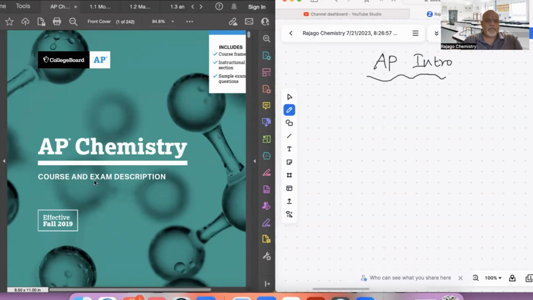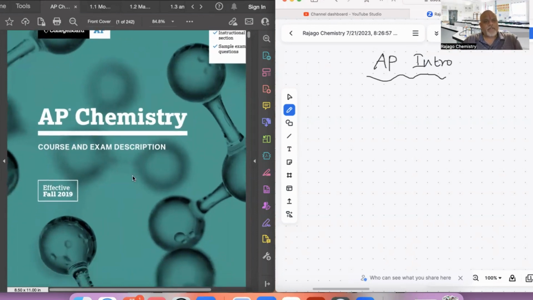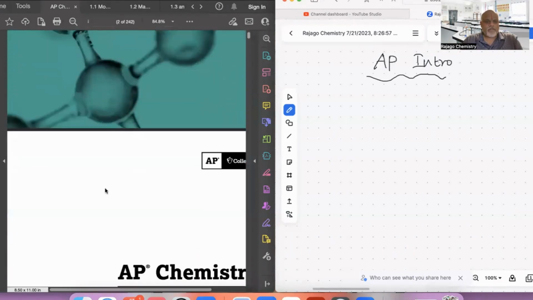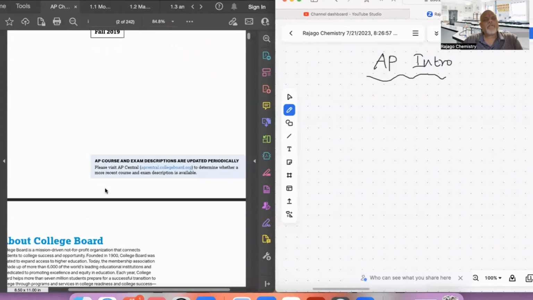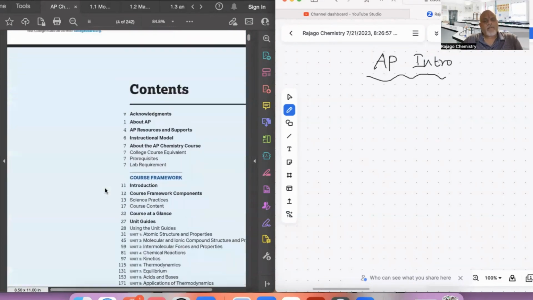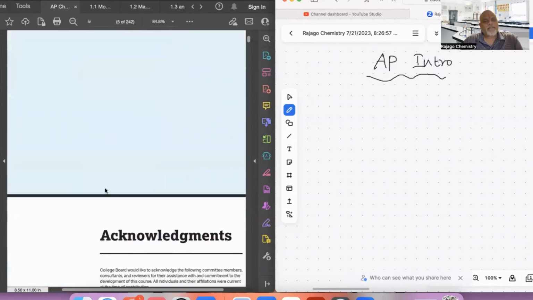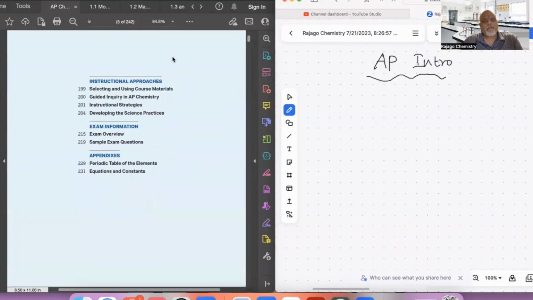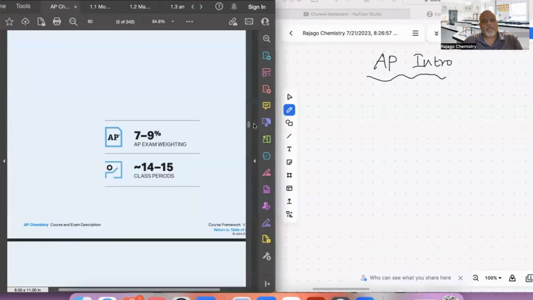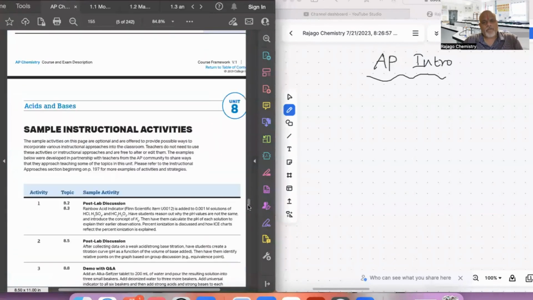The AP College Board releases almost a 250 page booklet, the AP Chemistry course and exam description, to all the teachers to read and understand what this exam is all about and what we have to prepare for the kids.